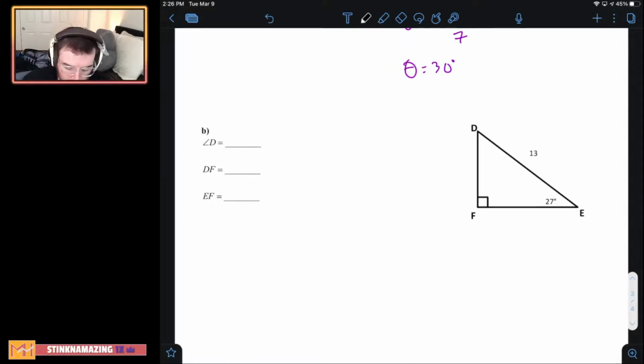All right. So, we know the hypotenuse, but we're missing both legs. What can I solve for pretty easily, though? I'm pretty sure I can solve for angle D pretty easily. Here's some multiple choice options on the screen. What is angle D?